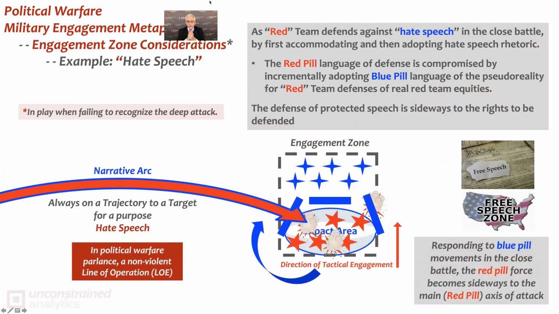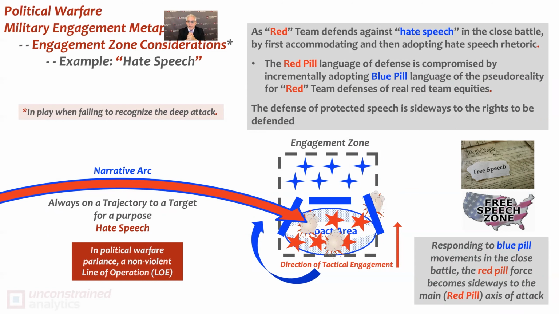So let's continue this. What happens is you're focusing on the engagement zone and you're so focused on what's happening right in front of you that you don't understand the blue pill force is somewhat pivoting on itself and pivoting you. So now your direction of tactical engagement is sideways to the narrative arc. Well, let me explain this.